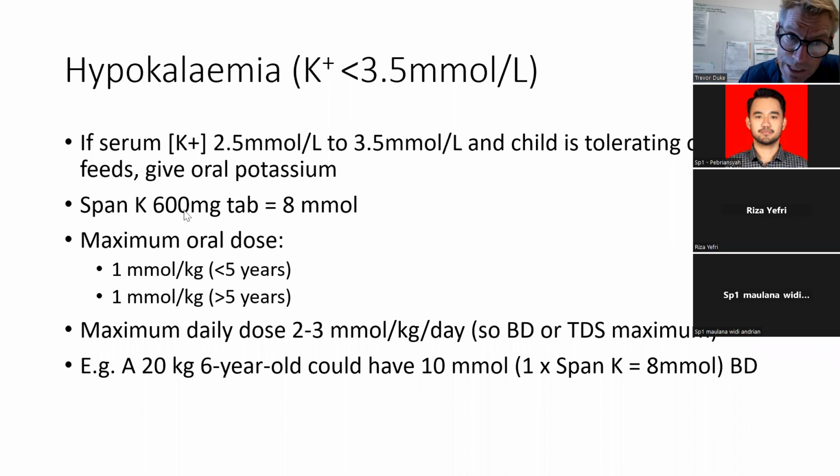And a SPAN-K tablet is 600 milligrams of potassium, or 8 millimoles. And so you can work it out from that. If you think about a SPAN-K tablet as being 8 millimoles, and you can give for a child under 5 years, 1 millimole per kilogram twice a day, that's okay. So if they're like a 20 kilo child, they can easily have 10 millimoles twice a day, or 8 millimoles twice a day. That's 1 SPAN-K tablet twice a day. A 20 kilo 6-year-old would be able to have that. So that's how you'd correct it if the potassium's a bit low, not very low.